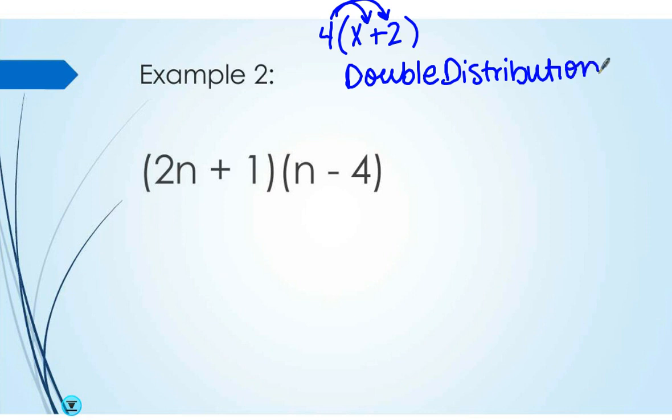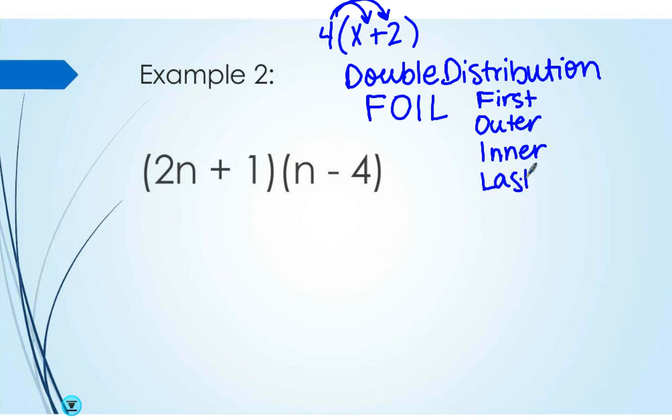Some other terms you might hear it called is FOIL. And that stands for first, outer, inner, and last. But I don't love that acronym because I think a lot of times students get caught up in the acronym. I just want you to think we're going to distribute both terms in our first parentheses to both terms in our second parentheses.